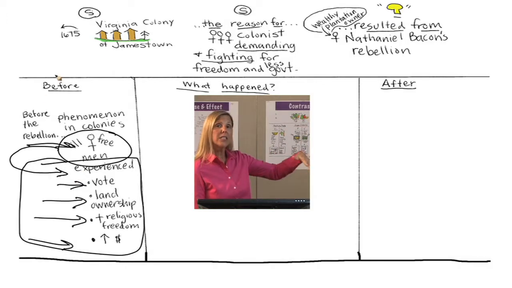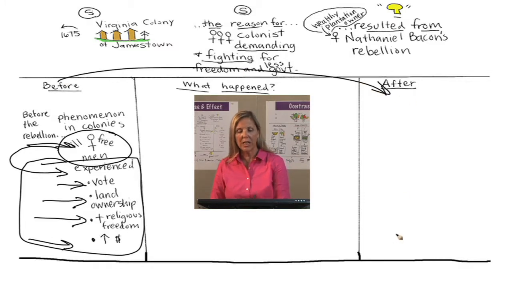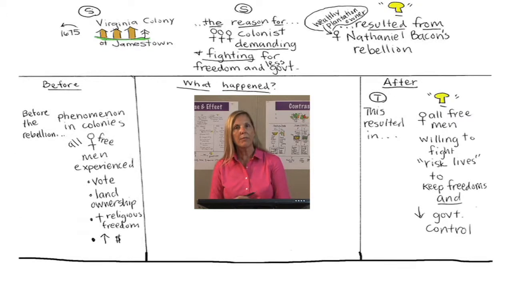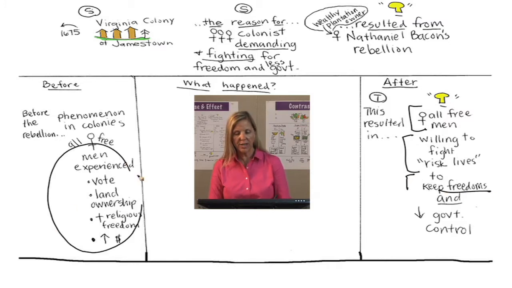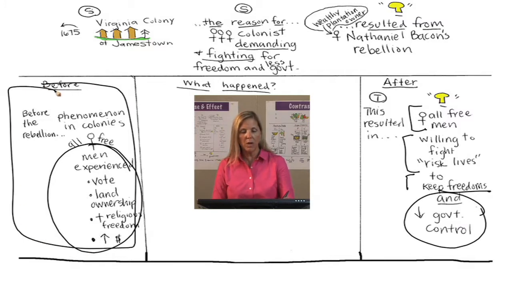Where are we going to go next? After. That's right. So we're going to jump to the after. We're going to see how things changed. So they're living in the colonies. They're experiencing all this freedom. Then over here is the change. We have the rebellion. These free men were willing to fight, risk their lives in order to keep these freedoms and to have less government control. So here's what their lives were like before.